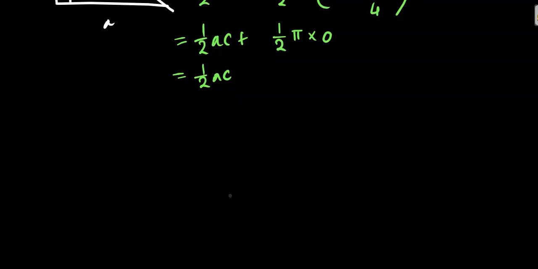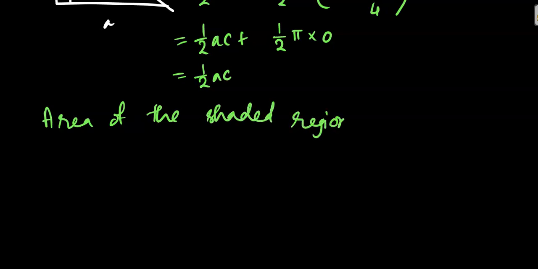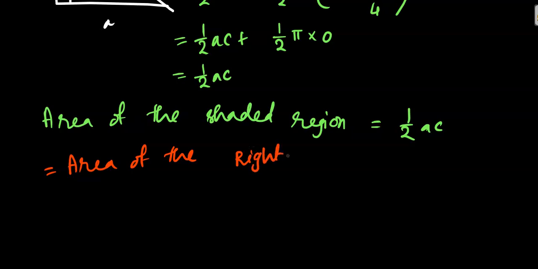Therefore the final answer is: the area of the shaded region is half AC, that is the area of the right angle triangle ABC. So the area of the shaded region is the area of the triangle. So this is the solution.